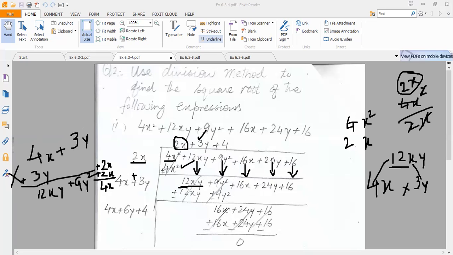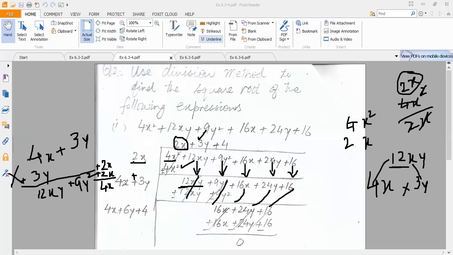Now place the values: 12xy plus 9y square. Change the signs. When you change the sign, it will be cancelled. This 9y will be cancelled. What is left over? Left over is 16x, 24y, and 16.